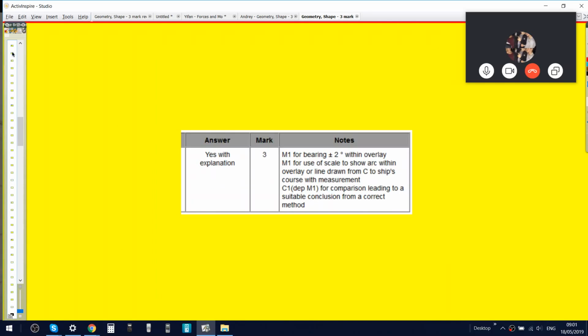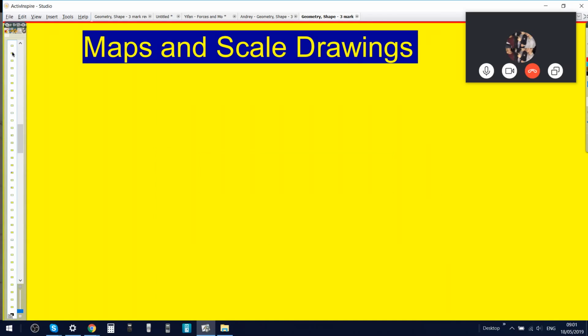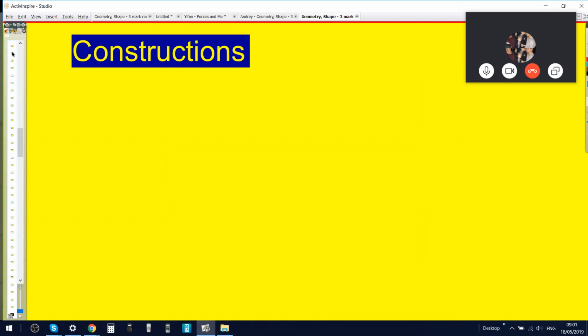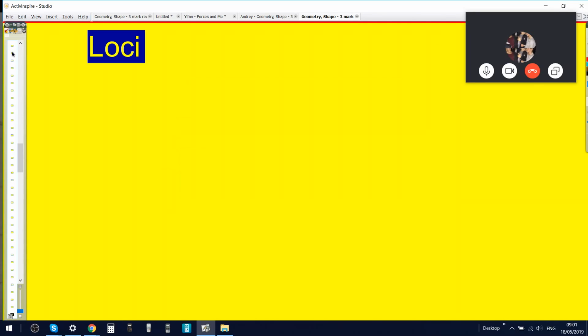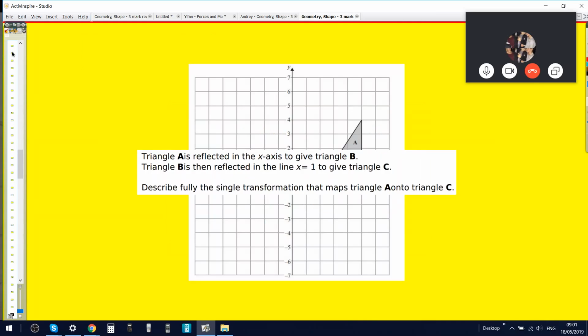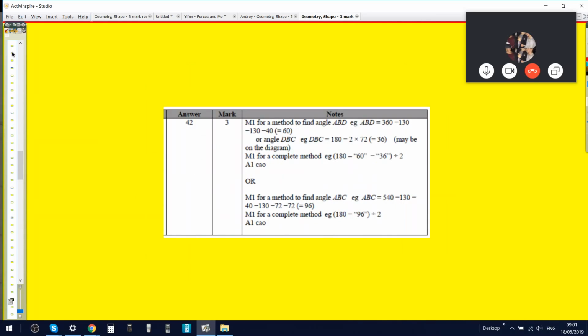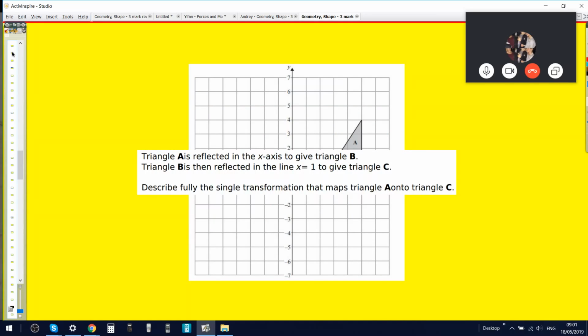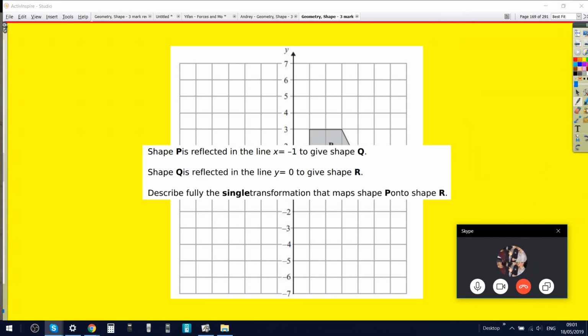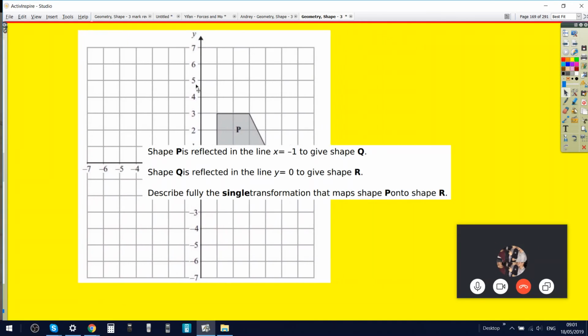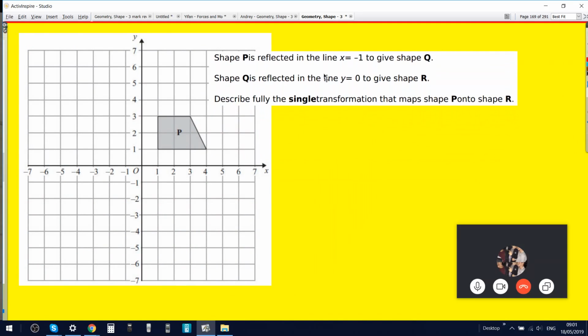Yes, so bearings, maps and scale drawings, constructions, loci, symmetry. We did that one. Yes, there's one little thing in this that I wanted to make sure of. Okay, how do we do this?